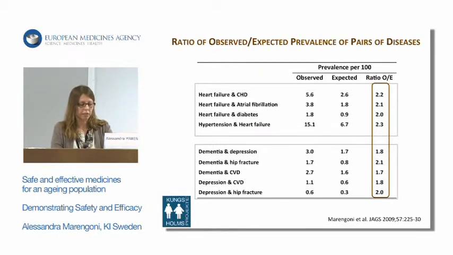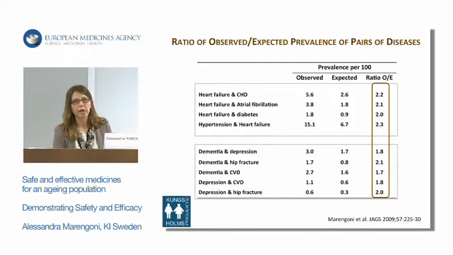This means that the observed co-prevalence of the diseases was much higher than the expected one. Not only for cardiovascular diseases, for example hypertension and heart failure, which are very well known to be correlated, but also for other diseases: neuropsychiatric conditions and depression, cerebrovascular diseases and depression, and hip fracture.